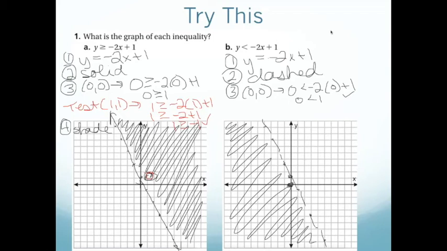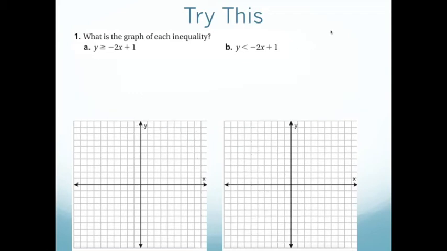All of these points that are shaded in part B have a y value less than negative 2x plus 1. Everything from part A has a y value greater than negative 2x plus 1. So we can kind of see how these are complementing each other, how they are similar to each other, but also why they're different. Okay, let's take a look at our next slide.